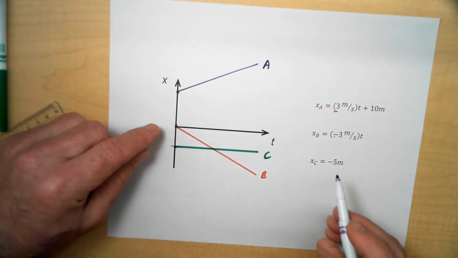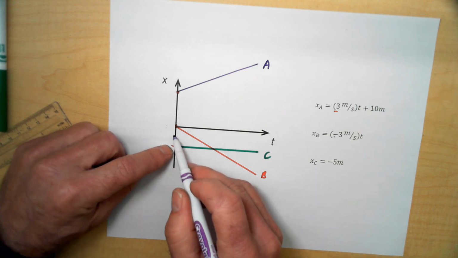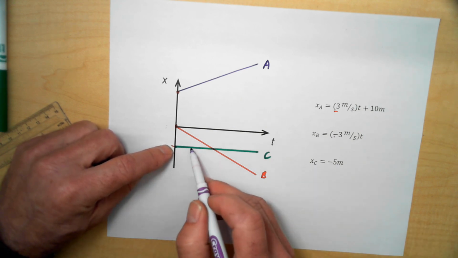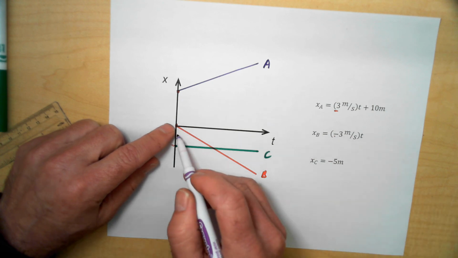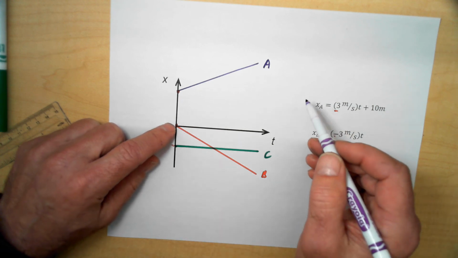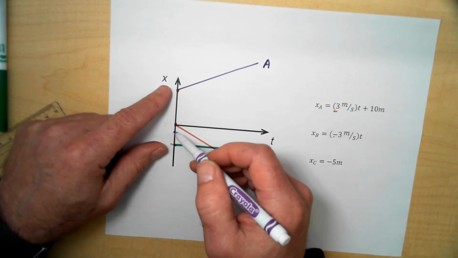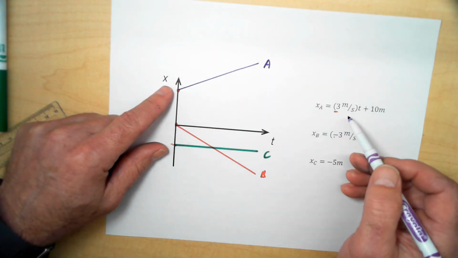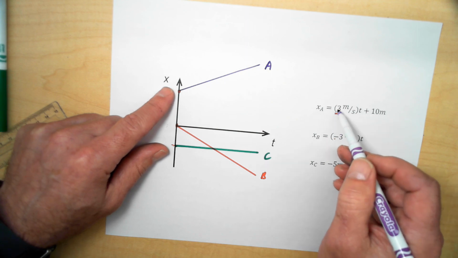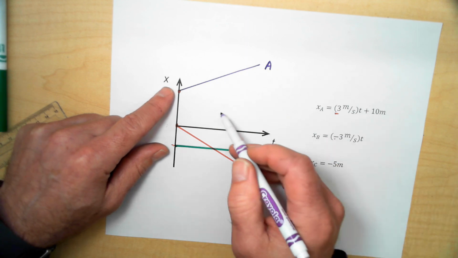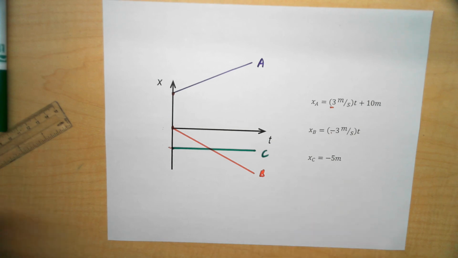Okay, let's double check. C starts at negative territory and is not moving. B starts at the origin and has negative slope because negative velocity. A starts twice as far on the positive side as C does, and it's got the same amount of steepness, but obviously it's going to be positive slope instead of negative. All right, these are the motion graphs.